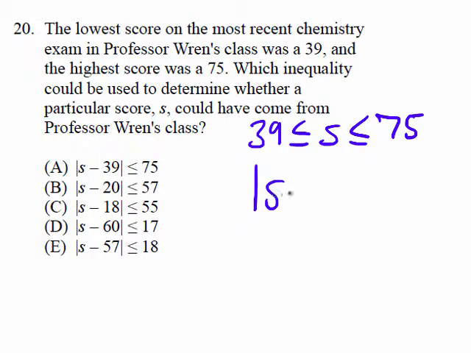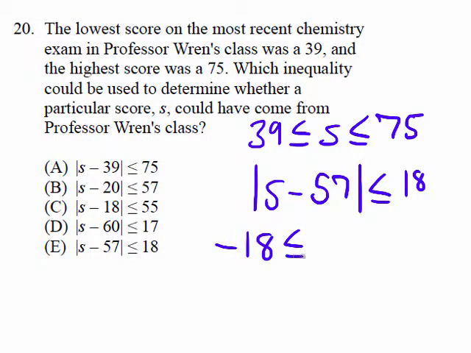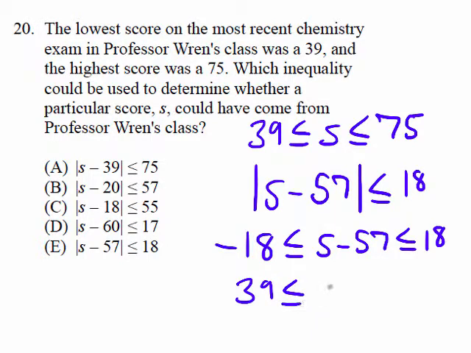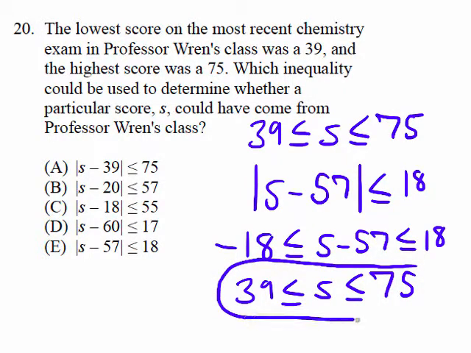You've got the absolute value of s minus 57 is less than or equal to 18. Take this 18 and make it negative 18, then we get rid of the absolute value. Negative 18 is less than or equal to s minus 57 is less than or equal to 18. Add 57 to all three sides. Negative 18 plus 57 is 39, less than or equal to s, less than or equal to 18 plus 57, you guessed it, is 75. So, by doing that, we get what we want as well. We wanted this, and sure enough, we got it, right?